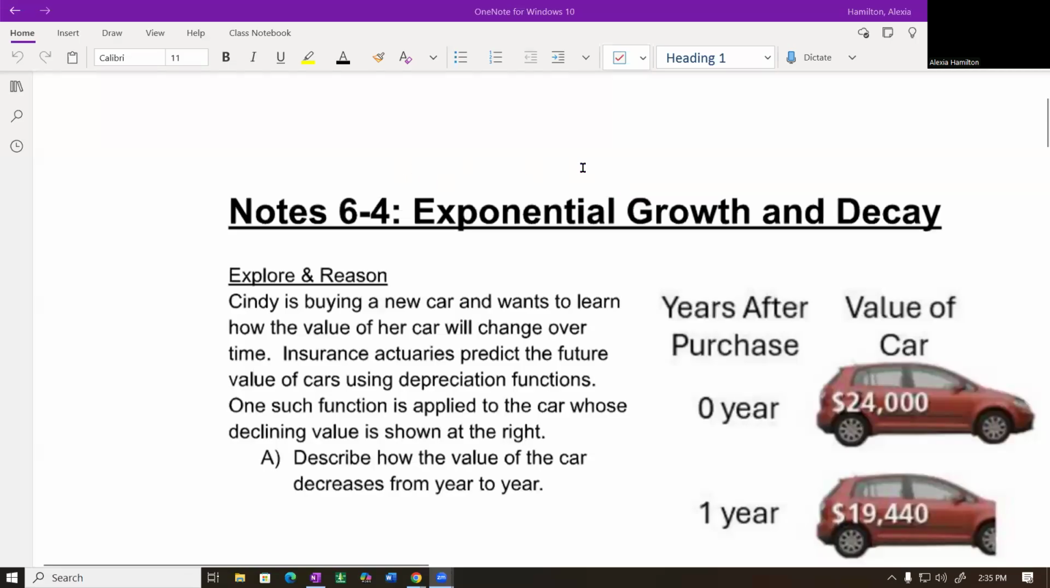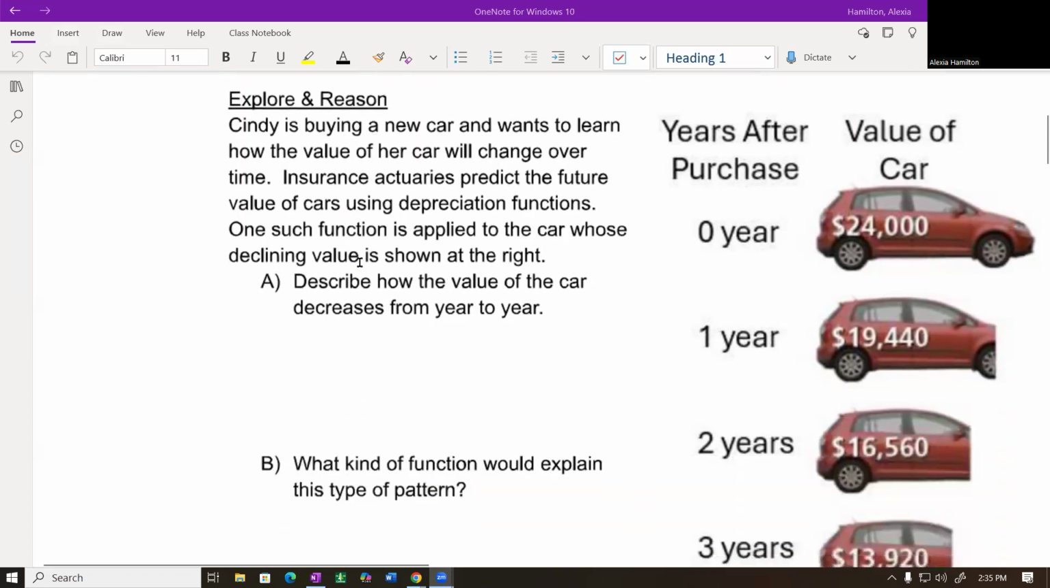All right, 6-4, Algebra 1, exponential growth and decay functions. So I have the explore and reason problem to start off with.